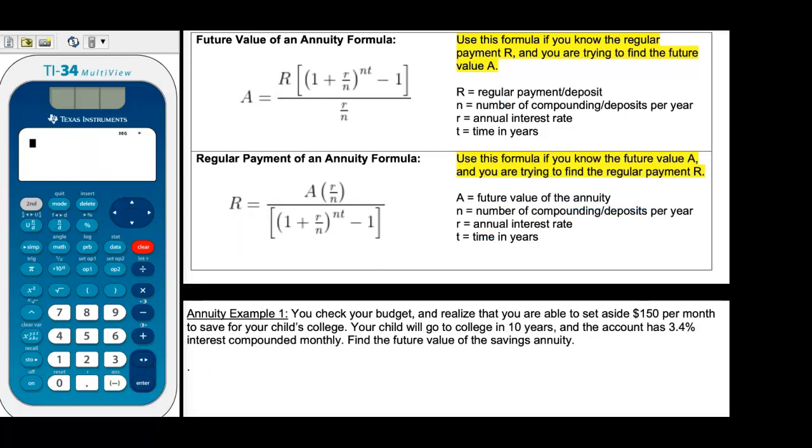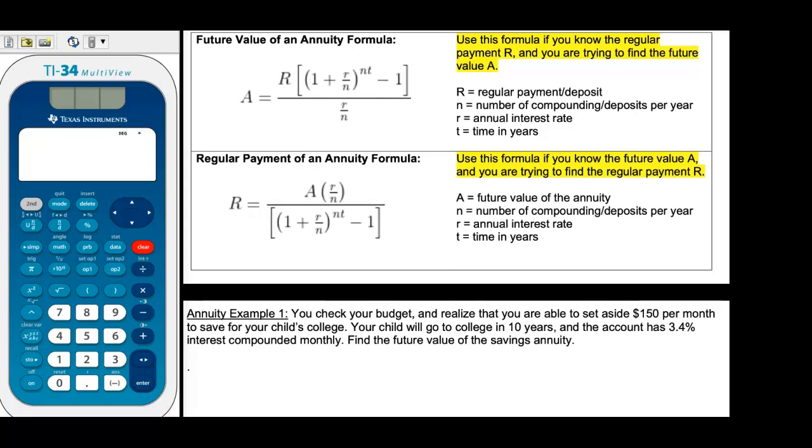Okay, so now we're going to jump into our first example, and we're going to do two examples. In each of these examples we're going to use the annuity formula, but we're going to use a different type of the formula in each one, so you can see basically all the different types of annuity problems. Right here you can see what appear to be two different annuity formulas. They're really the exact same formula, it's just that they're solved for different variables.